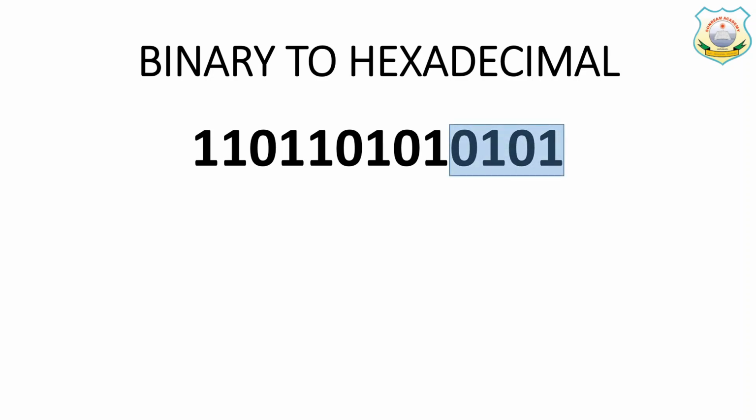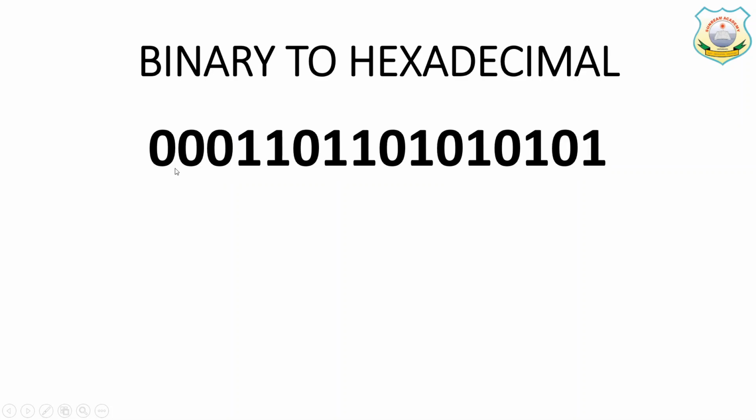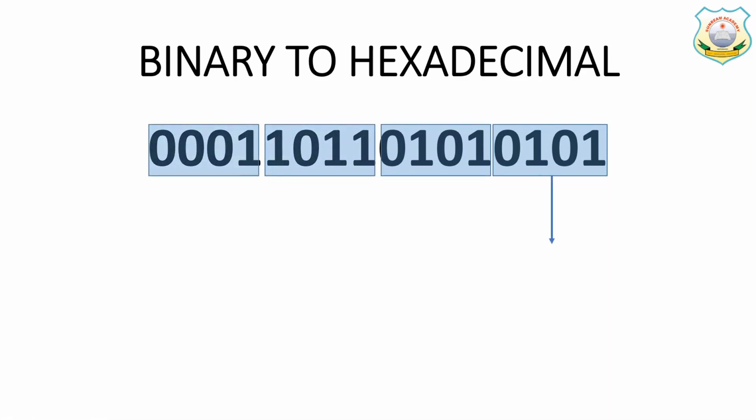So let us create the group of 4. That's the first group, second group, third group, and then again we are left with 1. So I'm going to add 3 zeros because I want a group of 4 bits, so I added these 3 zeros. Now if I create the groups, I can have the groups, right?